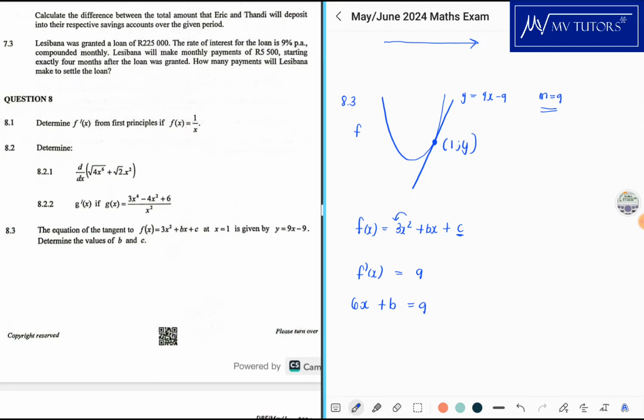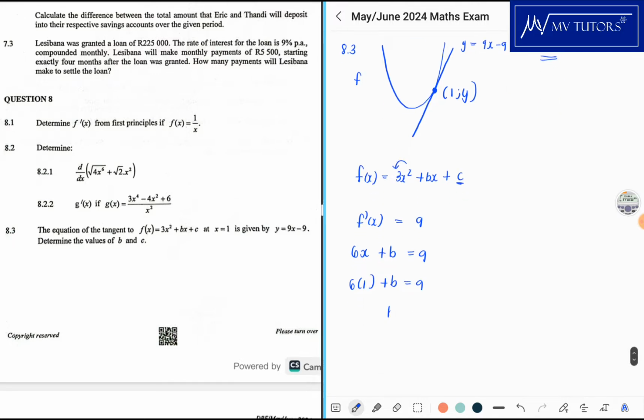Why? I can substitute the value of 1 there, because they gave it to us. The equation of the tangent at x is equal to 1 is given by that. So this is where you substitute the value of 1, and then you get 9. So basically b is 9 minus 6. b is 3. Now how do we get c?